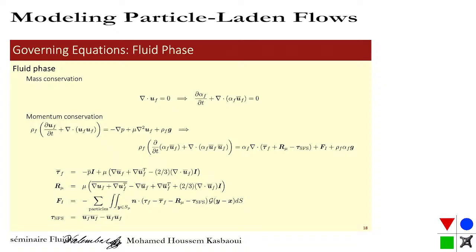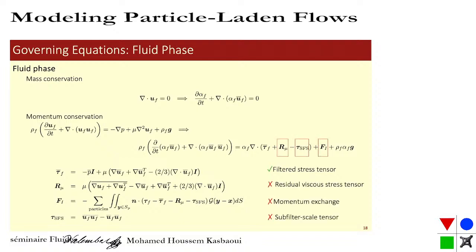We have these additional tensors that appear. The first one is the filtered stress tensor. The filtered stress tensor here is fairly simple because it is expressed in terms of all these filtered quantities. So I have a green check mark here, which indicates that this is a closed tensor. I have these additional 3 terms now, or 2 tensors and a vector. R mu here is called the residual viscous stress tensor, and this one is unclosed.